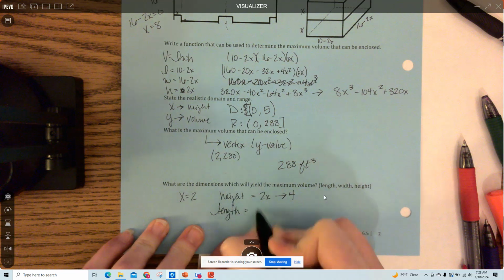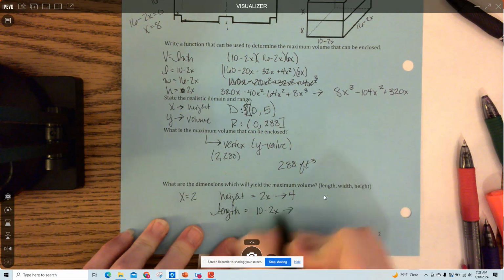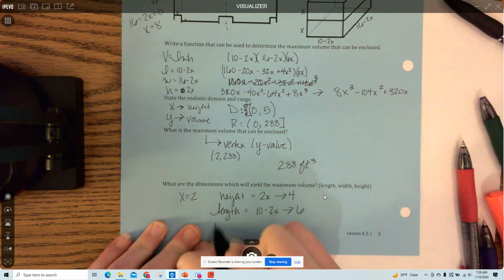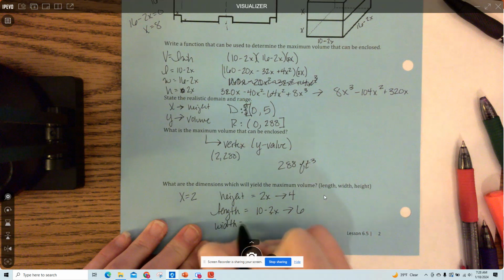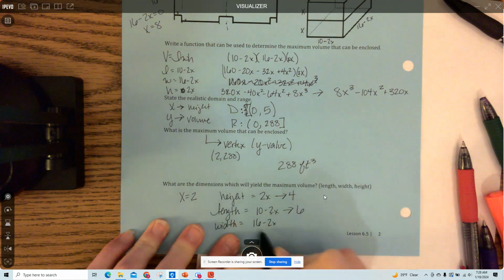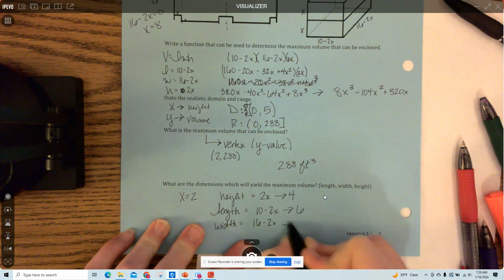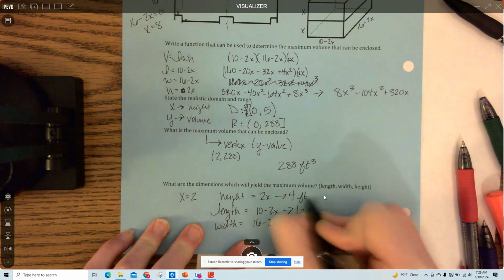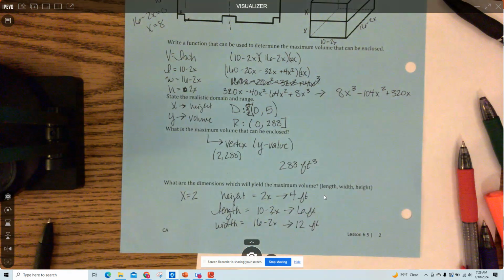The length is 10 minus 2x. So 2 times 2 is 4. 10 minus 4 is 6. And then width is 16 minus 2x. 2 times 2 is 4. 16 minus 4 would give me 12 feet. All right, so that is it for this last set of notes for this unit.